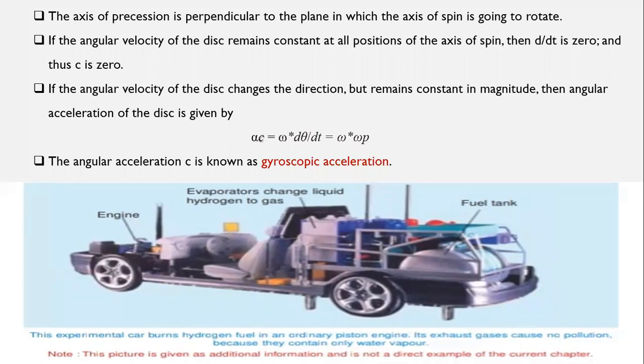So in the below picture you can see the car. So axle of the car, basic part of the car. So this experimental car burns hydrogen fuel in an ordinary piston engine, but it exhausts gases with no pollution, because they contain only water vapor. So water vapor does not contain any pollution, that is, it is a pollutionless car.